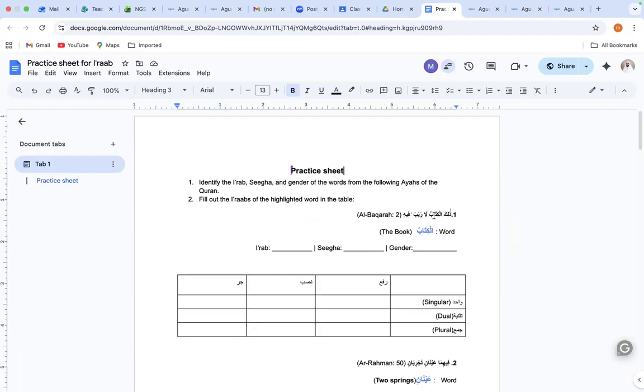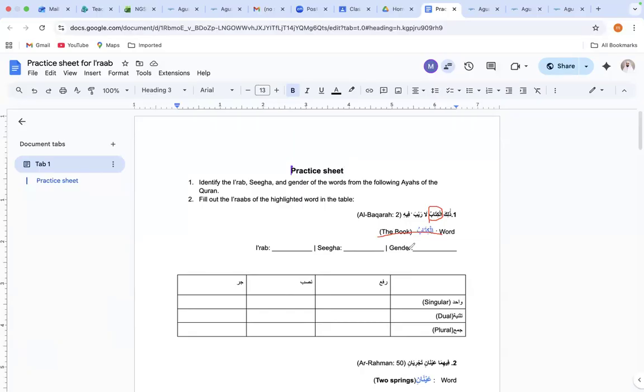ذلك الكتاب لا ريب فيه. That's an ayah from Surah Baqarah. Now here, where is the noun? I have already selected it for you. A noun can always be identified through alif lam. So here, the alif lam is only on one word, which is this one. I have highlighted that word over here. Al-kitabu, it means the book.